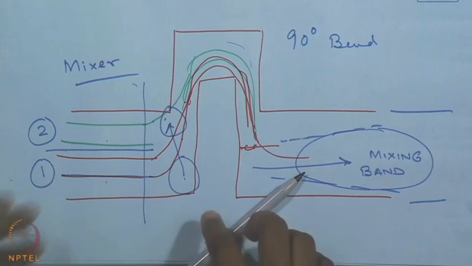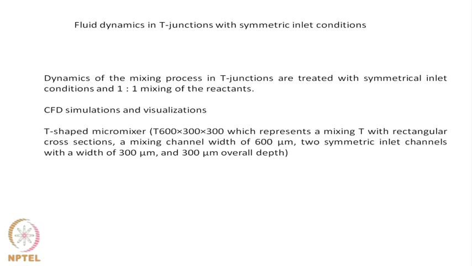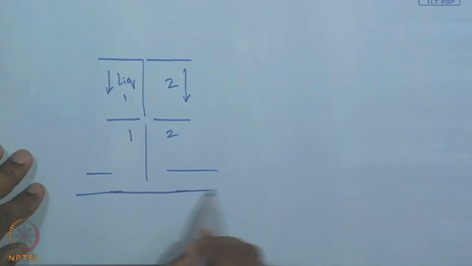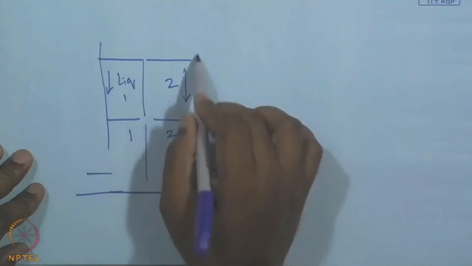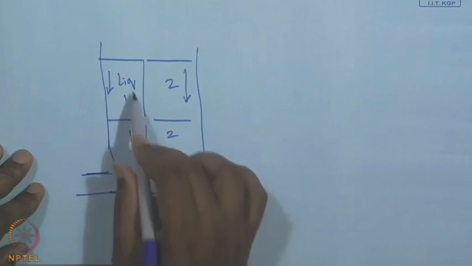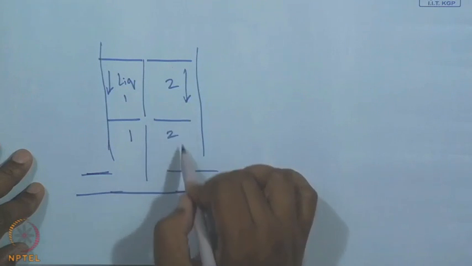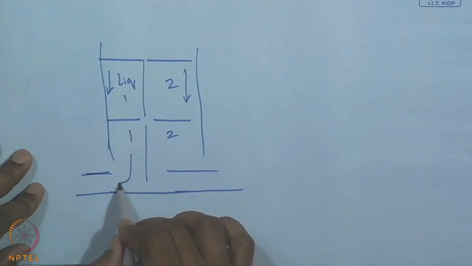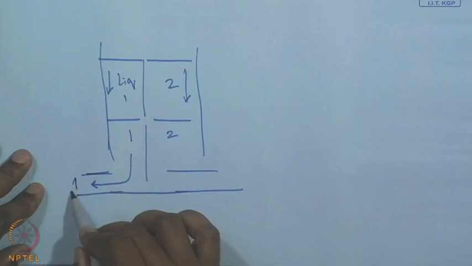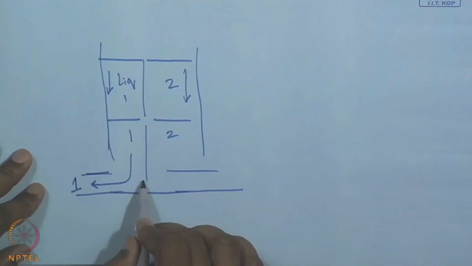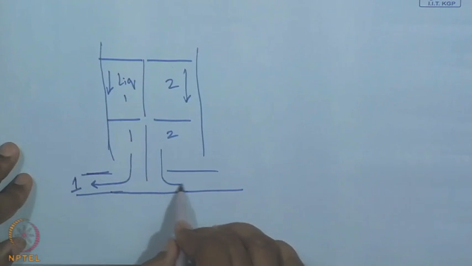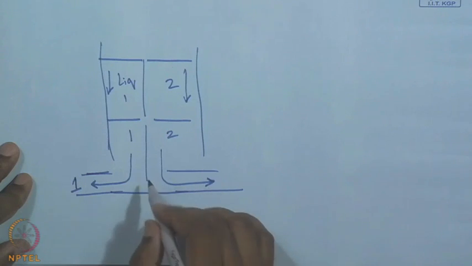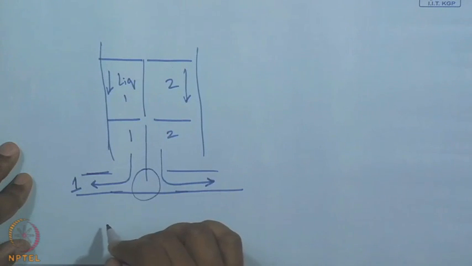So the fluid dynamics in T junctions with symmetric inlet conditions are like this. We have a T junction in which liquid 1 is flowing in this direction and liquid 2 is flowing in the other direction. If the flow is very small, then we will still have one that is moving from right to left, and the two which will move in the other direction, with very little mixing in between the two.